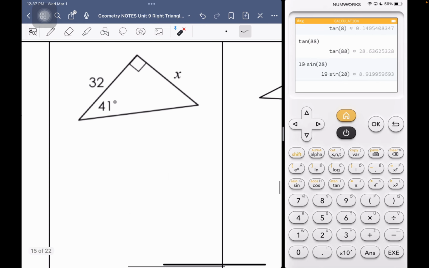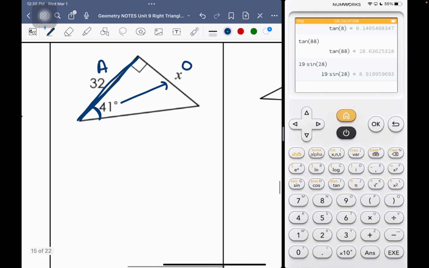Okay, our next problem. So here's our reference angle. Across from that is our opposite, and then our 32 is our adjacent. So tangent goes with opposite and adjacent. So tangent of our angle, tangent of 41, is equal to x over 32.